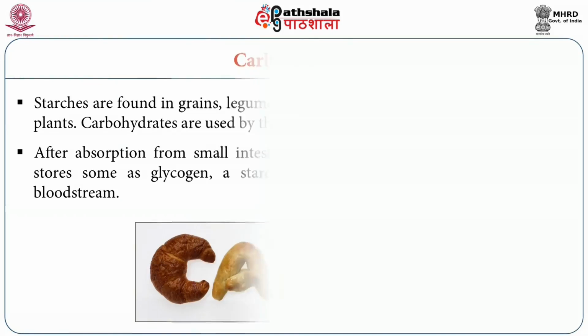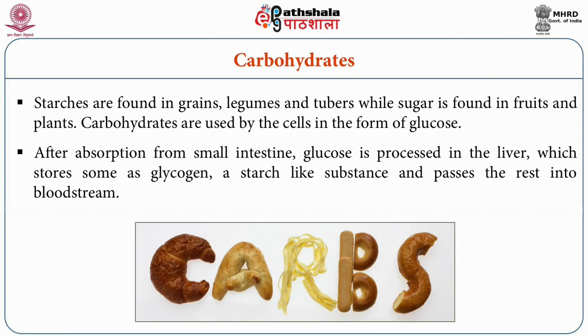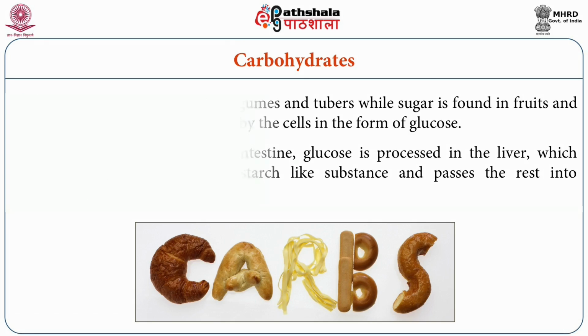And these carbohydrates, once they are digested, get absorbed into the cells in the form of glucose. After absorption in the small intestine, the glucose is processed in the liver and it is stored to some extent as glycogen, which is a starch-like substance, and the remaining glucose is passed into the bloodstream and serves as a source of energy.